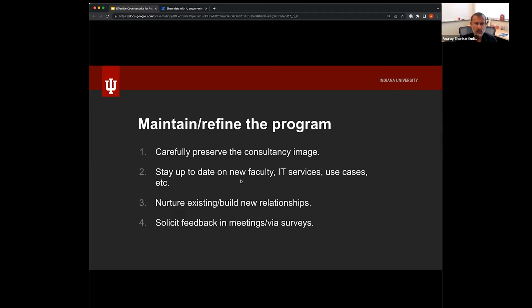But once the program is in place, it has to, of course, be maintained and refined as you go forward. And in doing that, that consultancy image is very, very important, so it has to be preserved. Of course, we are plugged into governance in the back, but those are not visible to the researchers. They don't see us as being part of governance. We simply help them get their stuff done. So that's an important thing.